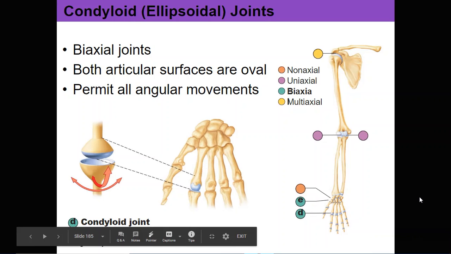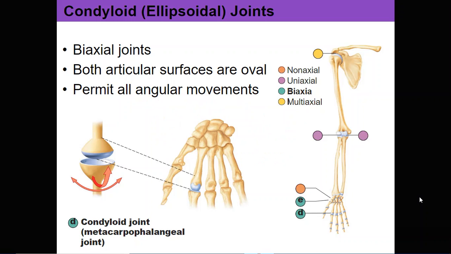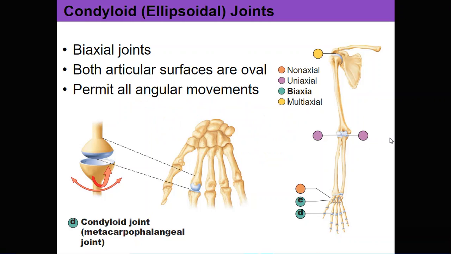With condyloid joints, you have biaxial movement. So that's movement in two planes. So you're able to do flexion and extension, and also adduction and abduction. Okay, you have movement in two planes, and both articular surfaces are oval. A place where you find these is between your metacarpophalangeal joints. In your metacarpophalangeal joints, you find these condyloid joints. You find this biaxial movement. Okay, and these articular surfaces are oval.